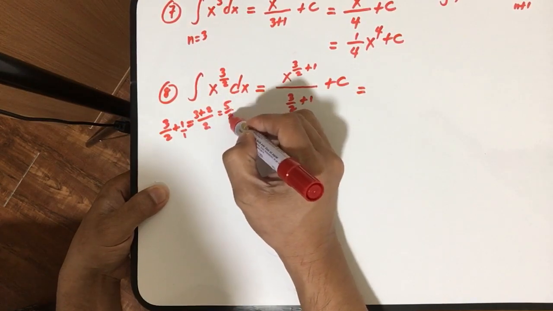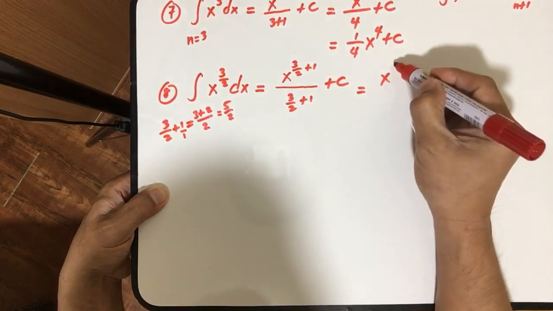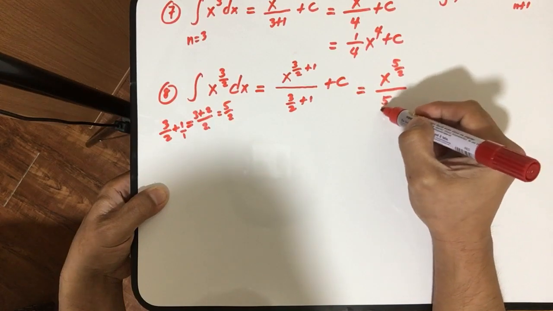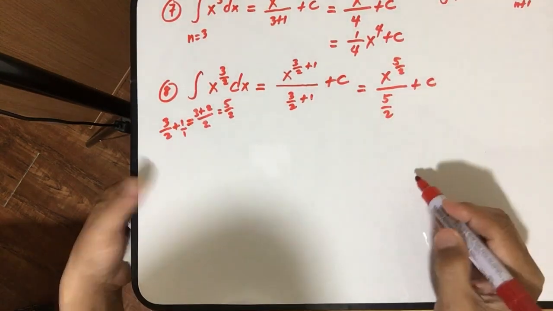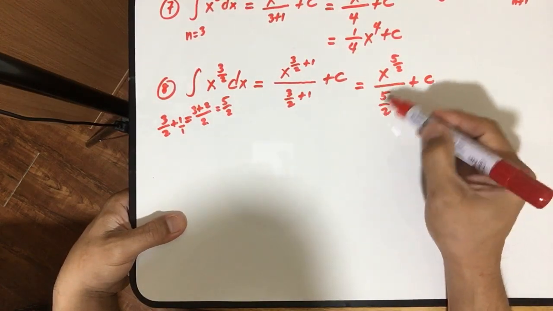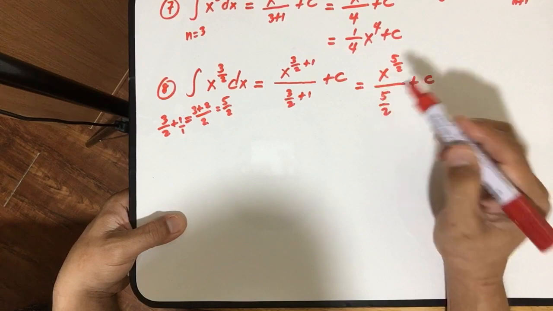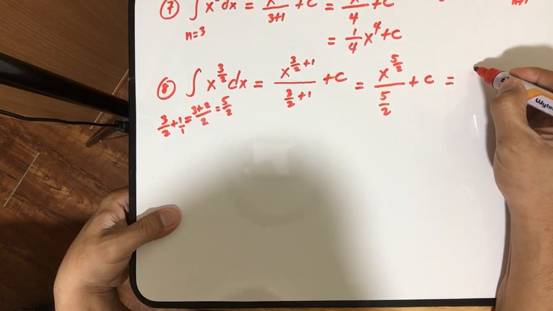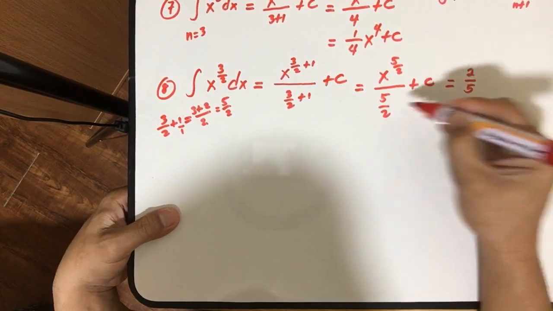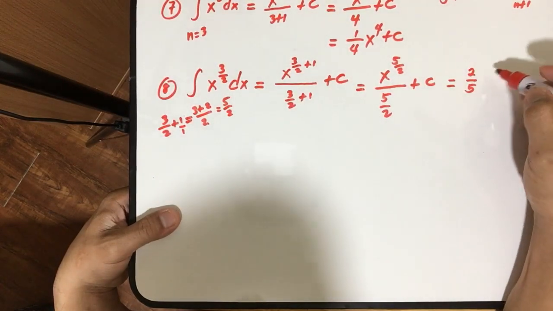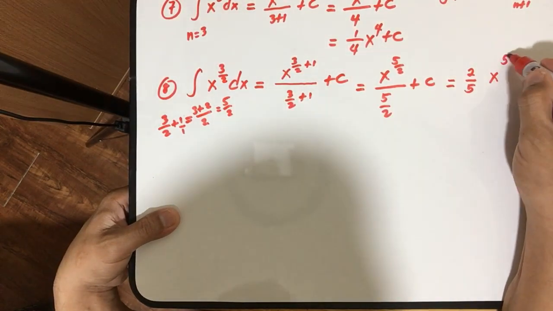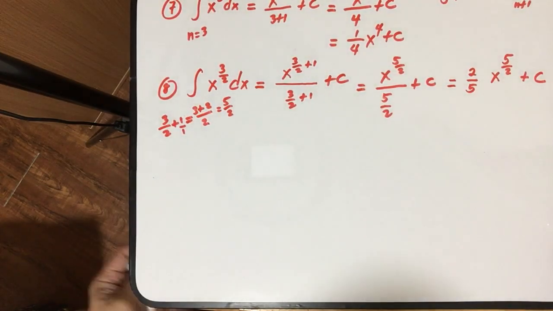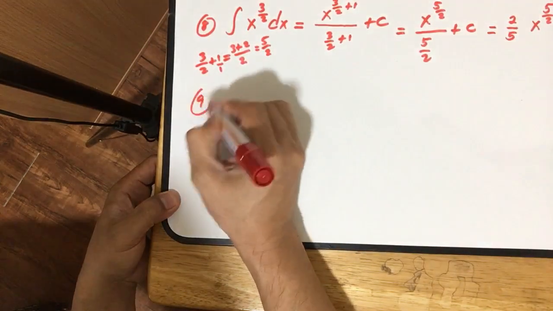5 over 2. Therefore this is x to the power 5 over 2 divided by 5 over 2, plus c, where the rule in division of fractions is you just invert the divisor and proceed to multiplication. So for this part, you have 2 over 5, inverting this and proceeding to multiplication, times x to the power 5 over 2, plus c.